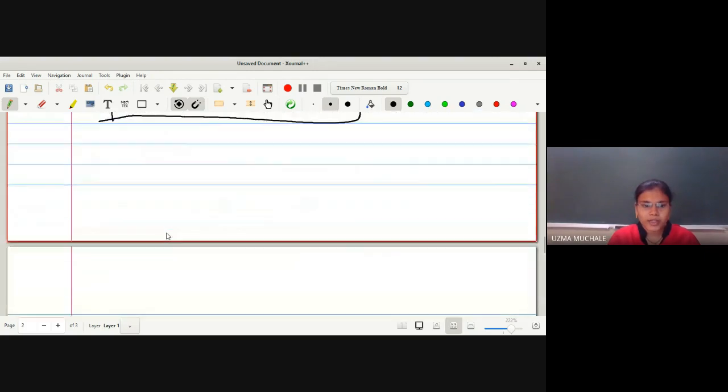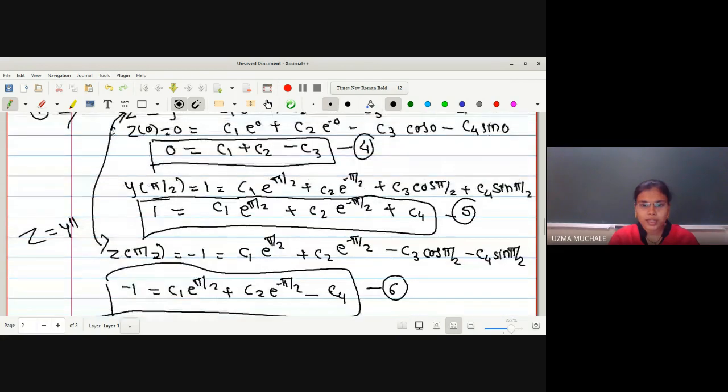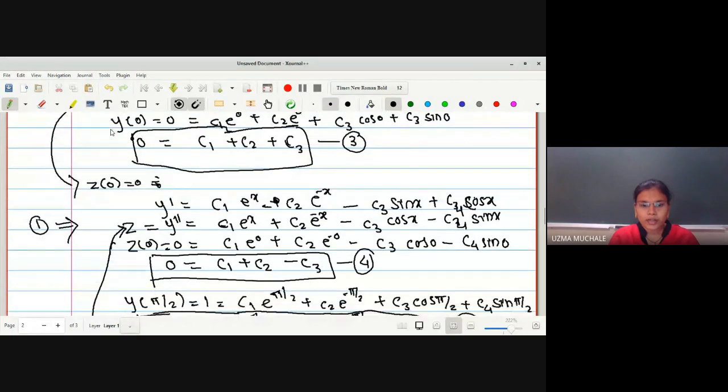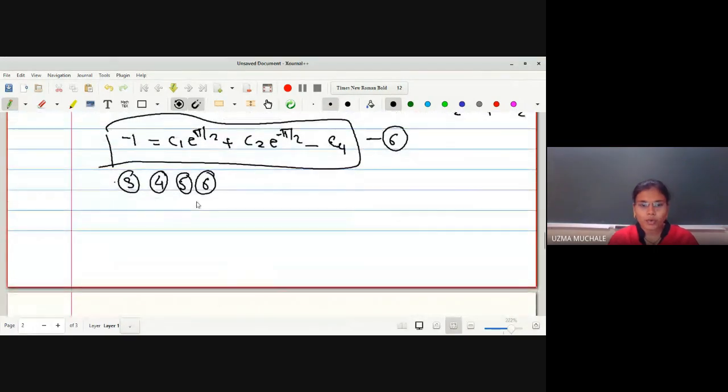Now how many equations do we have? Equations 3, 4, 5 and 6. We have a total of 4 equations, and all these 4 equations involve C1, C2, C3 and C4. So now we get 4 equations in 4 unknowns.